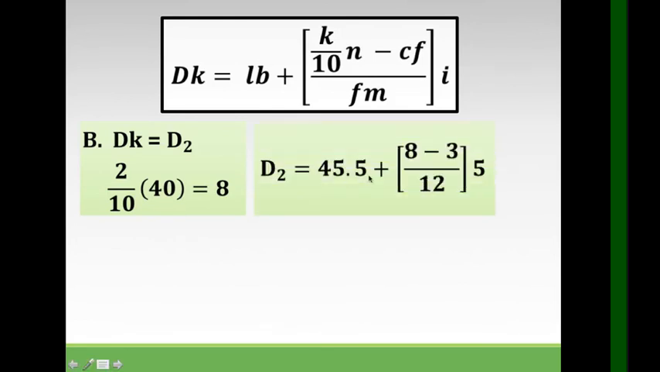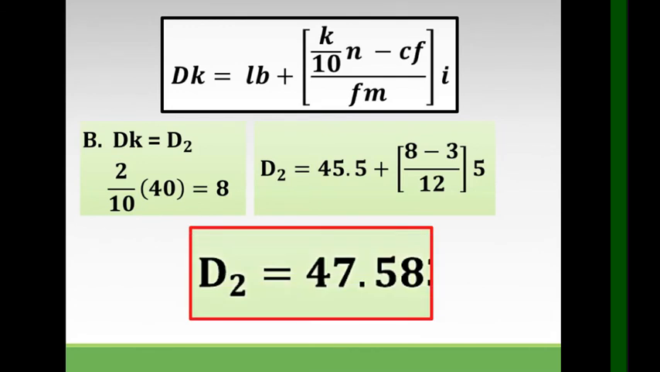So we have 45.5 plus quantity 8 minus 3 divided by 12 times 5. So using your calculator, ang una nang gagawin is 8 minus 3, click equals, divided by 12, click equals, times 5, click equals, and add 45.5, click equals. I repeat. 8 minus 3, click equals, divided by 12, click equals, times 5, click equals, plus 45.5, click equals. And you will get 47.58 for the decile or decile 2. Okay?